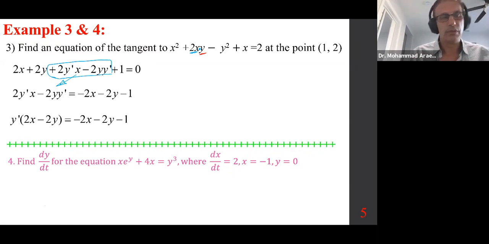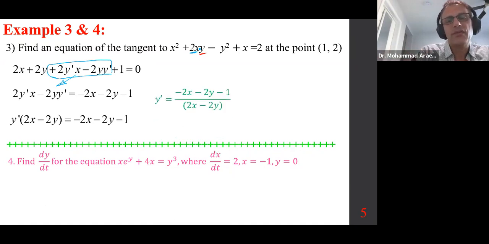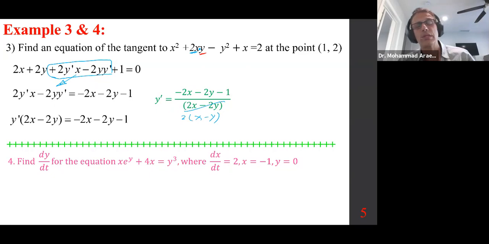Okay. But we are interested in solving for y prime. So if you factor out the y prime, all you have to do is divide by 2x minus 2y. The reason factoring the 2 doesn't really make much of a difference: if we had, this would become 2 times (x minus y), and that's great. But if you try to simplify, nothing simplifies, so it makes no difference.